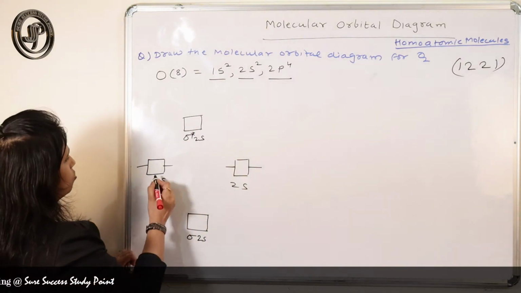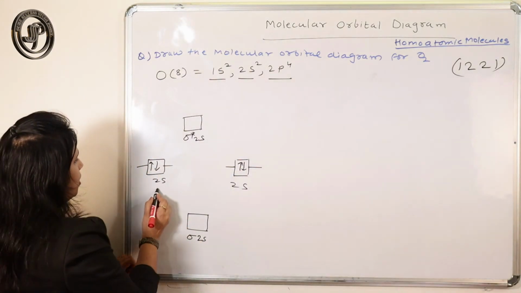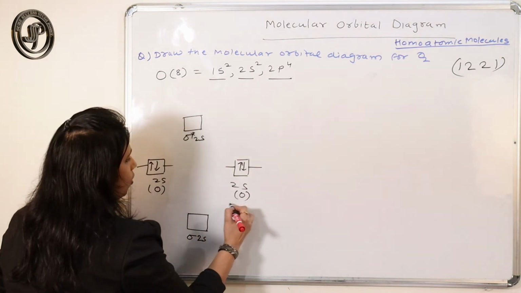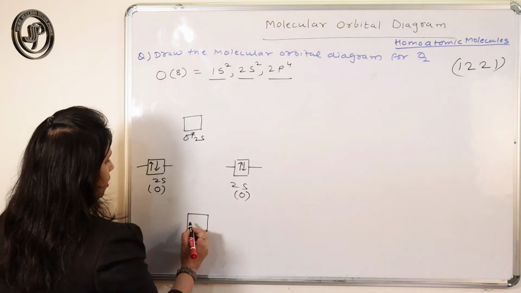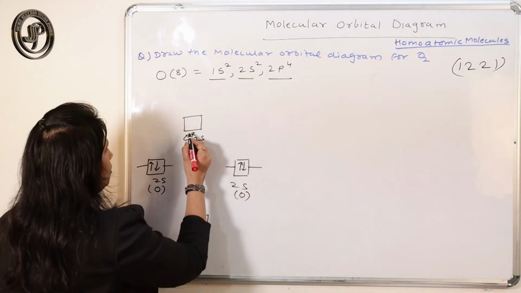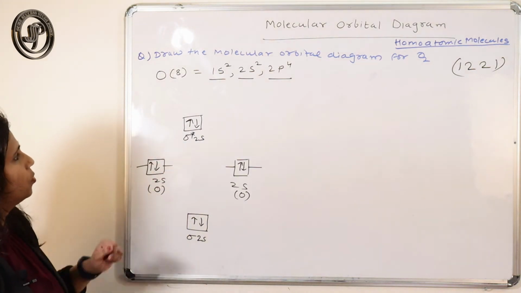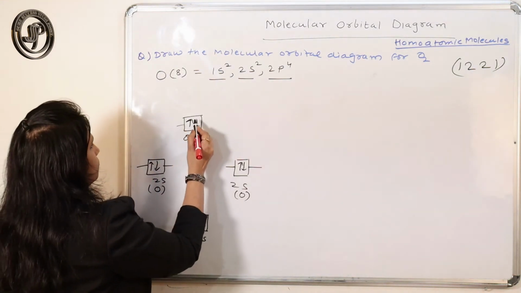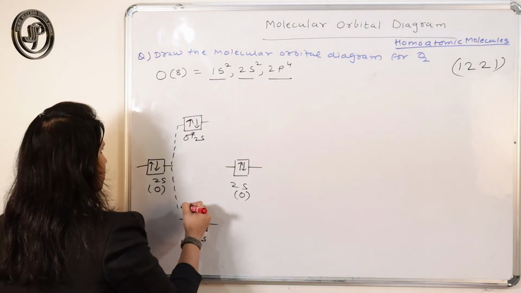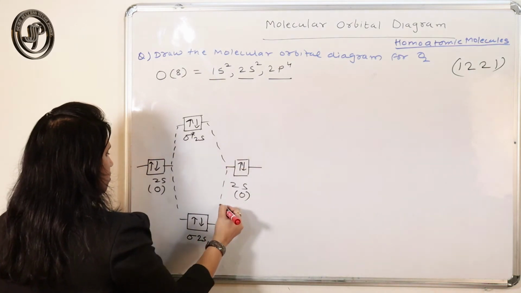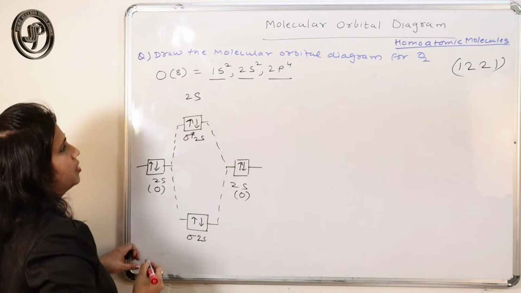So how many electrons? 2 electrons. The other oxygen atom also has 2 electrons. That is for one oxygen atom, and this is for the other oxygen atom. The 2 oxygen atoms overlap and form bonding and anti-bonding. So total 4: 2 in the bonding and 2 in the anti-bonding. Now just combine them as we did in the previous question. So that is the energy diagram for 2s.